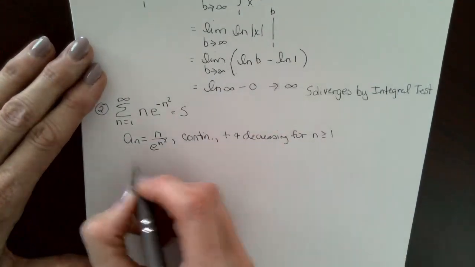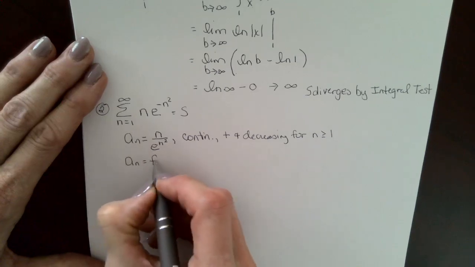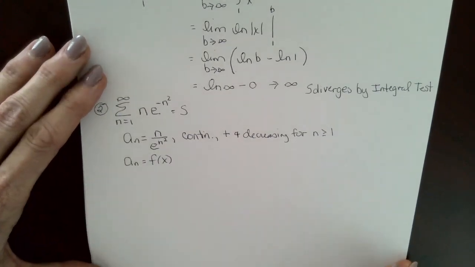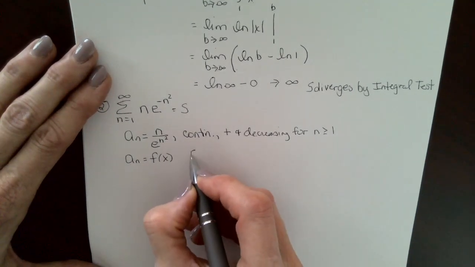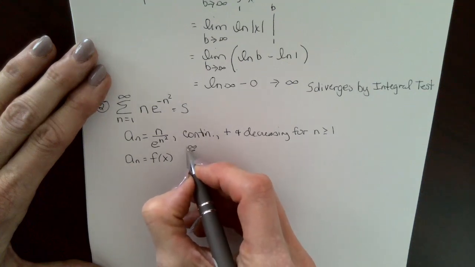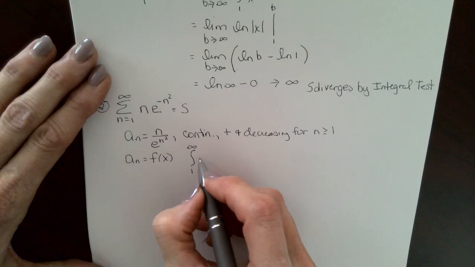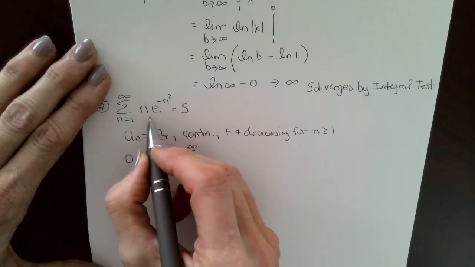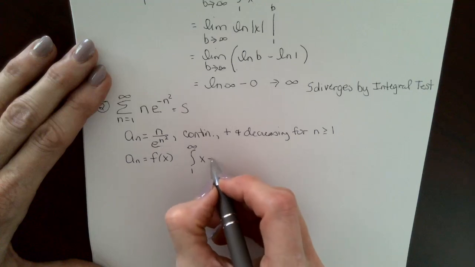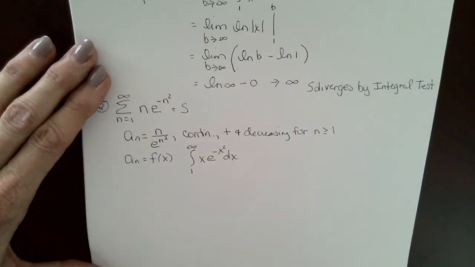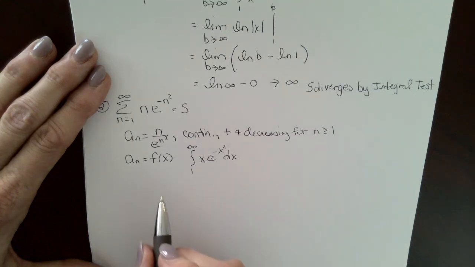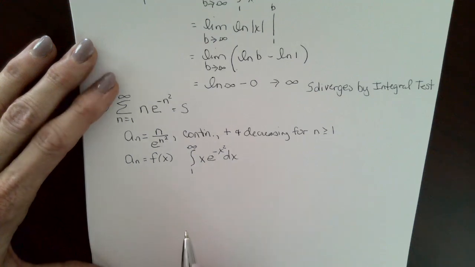All right, so now I'm going to say a sub n is equal to f of x. So here we go. Let's set up our integral. I'm going to take the integral from 1 to infinity of x. I'm going to rewrite this right here with x's. Okay? So x e to the negative x squared dx. We need a u-sub for this. What do you think your u needs to be? Say it again. Negative x squared? Is that what you said?